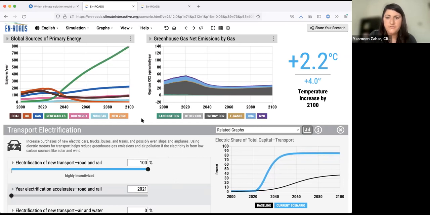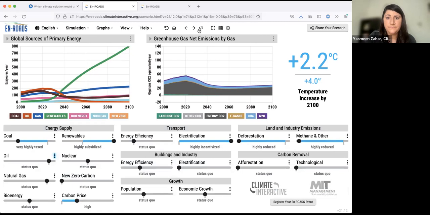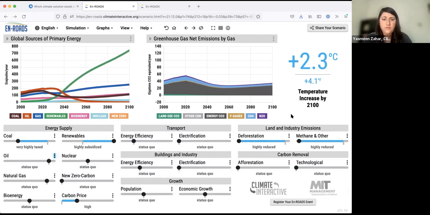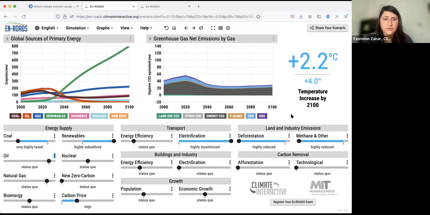So if we continue to electrify and we really bump that number up, we see that still has a positive impact. We're going to 2.2 degrees from 2.3. That's because it's pushing oil even further back and having renewables grow a bit quicker.